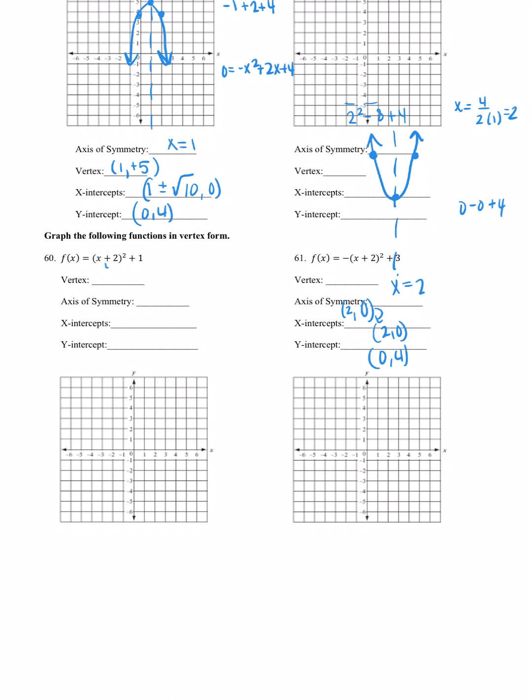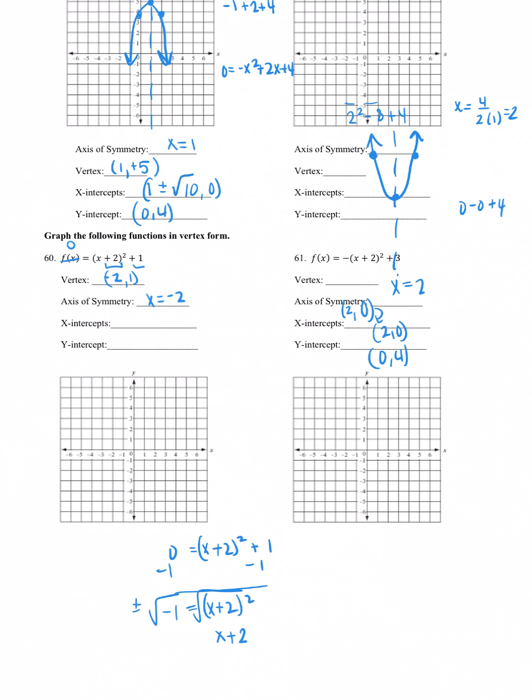Vertex form, you can quickly identify the vertex, the opposite of this, the same as this. So negative 2, 1. The line of symmetry is x equals negative 2. X-intercepts, we're going to let the function equal 0 right there. And when you do, you first have to subtract 1. Now you get negative 1 equals x plus 2 being squared. When you take the square root of both sides, don't forget the plus or minus, gives you your two solutions.